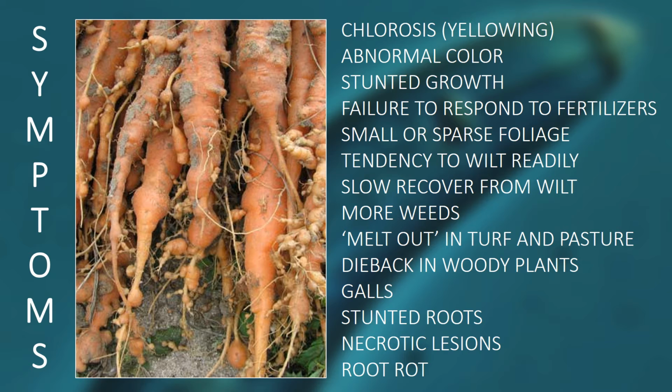Some symptoms we normally see above ground are chlorotic foliage, chlorosis or yellowing, abnormal color, stunted growth, a failure to respond to fertilizers, small or sparse foliage, a tendency to wilt readily, which means you may see wilting in those plants and not in others of the same species and cultivar. They're much slower to recover from wilt as well when it is very hot out.